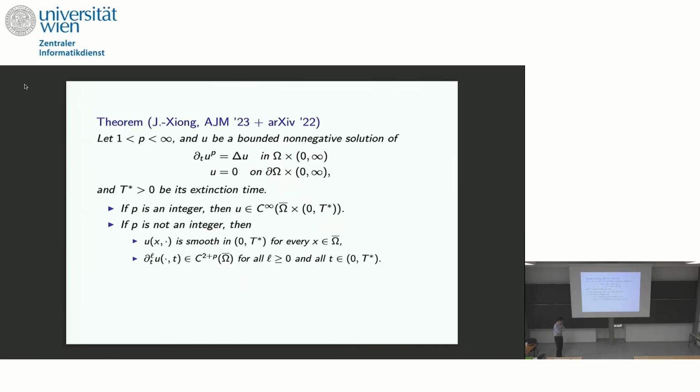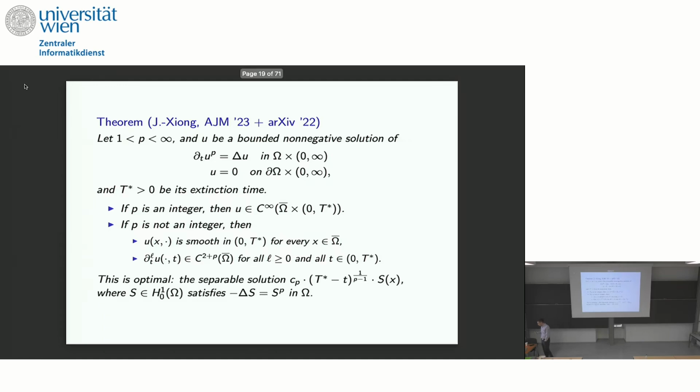In joint work with my collaborator Jinggang Xiong, we had two papers on that. For any p bigger than 1, less than infinity, we consider bounded non-negative solutions, and T is the extinction time. Then if p is an integer, the solution is smooth up to the boundary. If p is not an integer, we can always differentiate in the time variable, and the solution is C^{2+p} in x. Here 2+p means the integer part of 2+p, and then the fractional part of that.